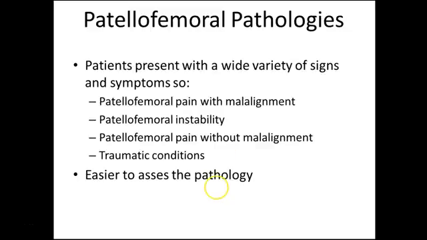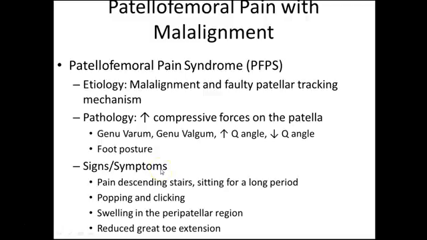When we think about patient assessment, and a patient walks into our clinic with anterior knee pain, in my mind, it's a lot easier to assess them and the pathology once we understand which category the symptoms fall into. So that first group or category a patient can fall into is patellofemoral pain with malalignment, as I mentioned. This is traditionally known as patellofemoral pain syndrome, or PFPS as they call it in the research literature.